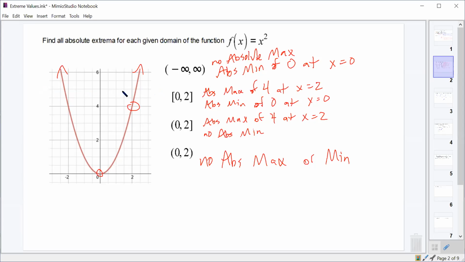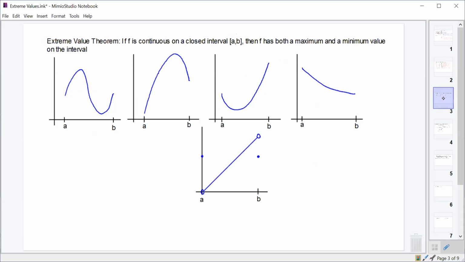In fact, there is a theorem that tells us that on a closed interval, if you have a continuous function on that closed interval, there will always be an absolute max and an absolute min somewhere. That theorem is called the extreme value theorem. It officially states if f is continuous on a closed interval from a to b, then f has both a maximum and a minimum value on the interval. Guaranteed. It will, no matter what, have an absolute max and an absolute minimum if it's a closed interval and if the function is continuous on the entire closed interval.